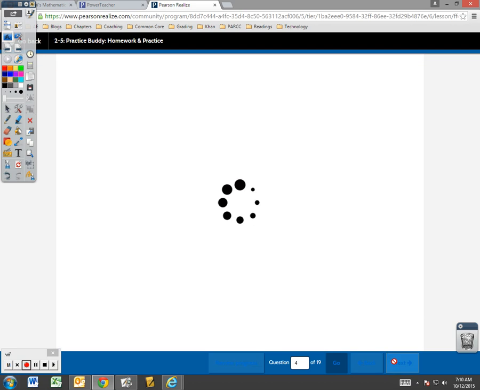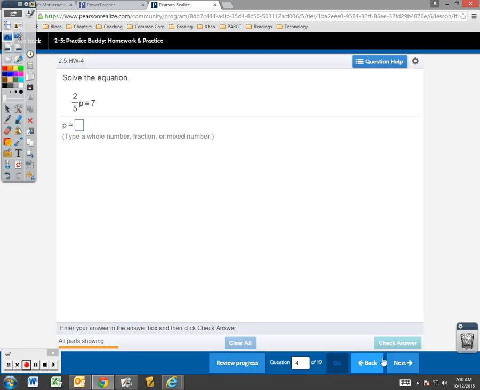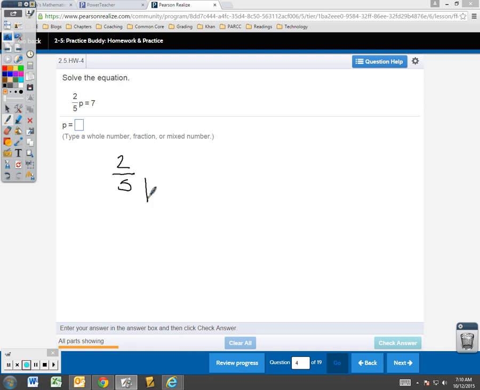So hopefully this helps you out a little bit. We'll do one last one. Let's do this one here. We have 2/5. We're taking 2/5 of some number. So we don't have all the number, we just have 2/5 of it. And that 2/5 is equal to 7. So I have 2/5 of something equals 7.